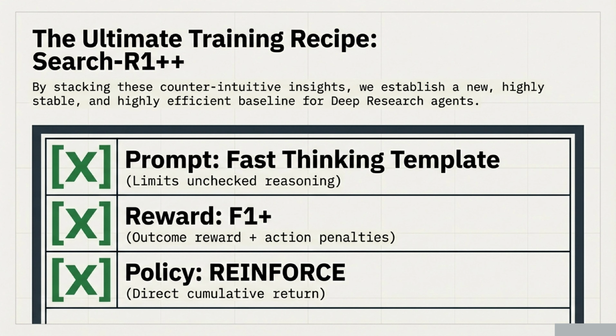By stacking these counterintuitive insights, we arrive at the ultimate training recipe, Search R1++. We establish a new, highly stable, and highly efficient baseline. The winning combination is simple: use a fast-thinking template for the prompt to limit unchecked reasoning, F1+ for the reward to prevent answer avoidance, and the classic reinforce algorithm to evaluate direct cumulative return.